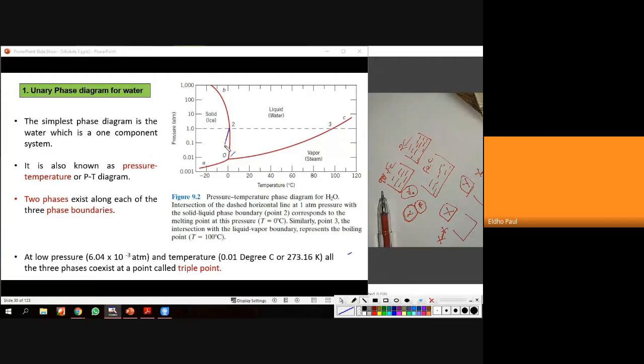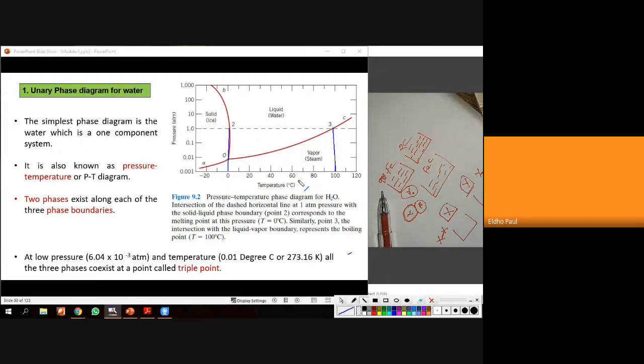What is the corresponding temperature? 0 degrees Celsius. This is a liquid region or water, and this is a vapor region, where on boiling, water is converted to steam. At 1 atm, at what temperature does this conversion happen? At 100 degrees Celsius, this phase transition from water to steam occurs.